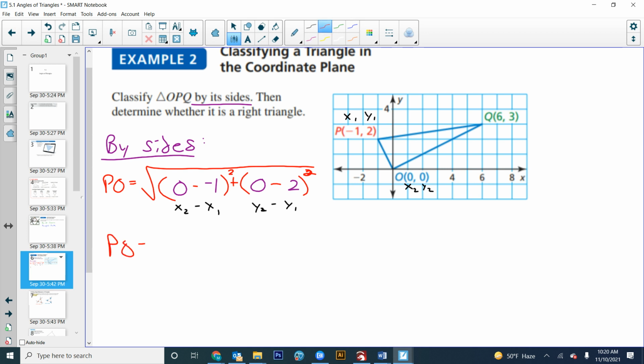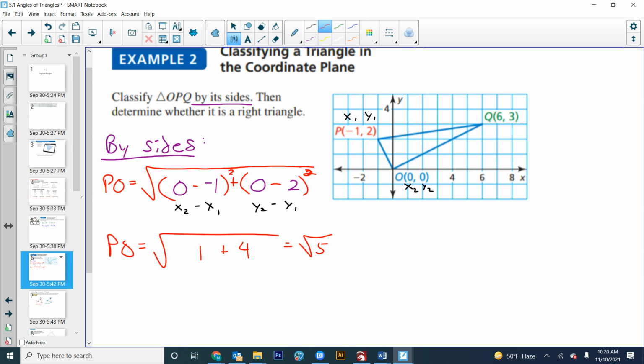Let's do PO. PO is the square root of what's 0 minus a -1? It is 1. 1 minus a negative, plus 1 squared. 1. 1 squared? 1 times 1? Yeah. 1. -2 squared. 4. 1 plus 4? Square root of 5 is that length. Do you agree?